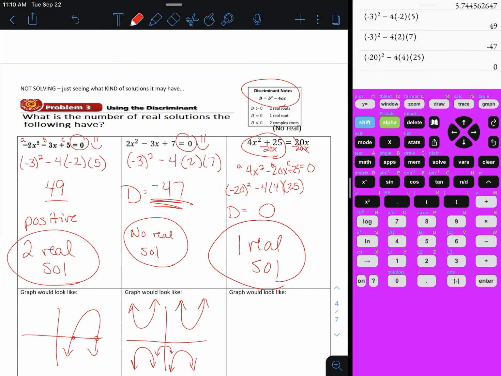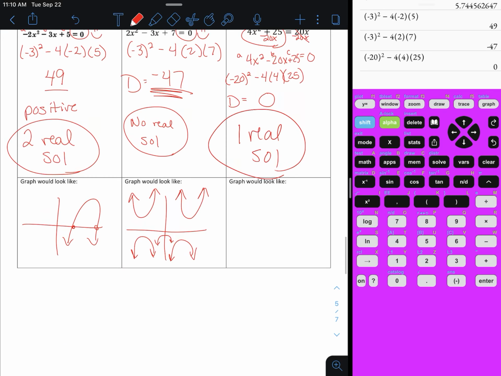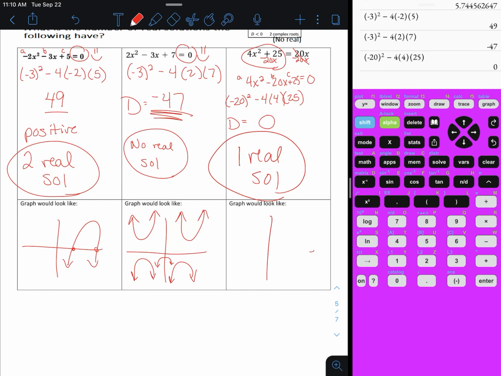So I did one of each for you. So you might be like, oh, I'm so excited, I wonder what the graph is going to look like. Well, that means it's going to touch in one spot. Maybe it touches there, or maybe it touches here, or maybe it touches there. It doesn't matter. It's only going to touch once, or cross through the x-axis once. That's what it means to have a discriminant of 0.